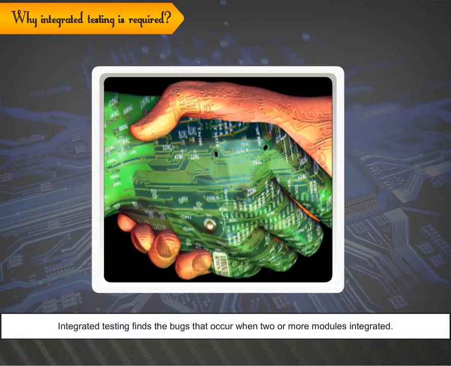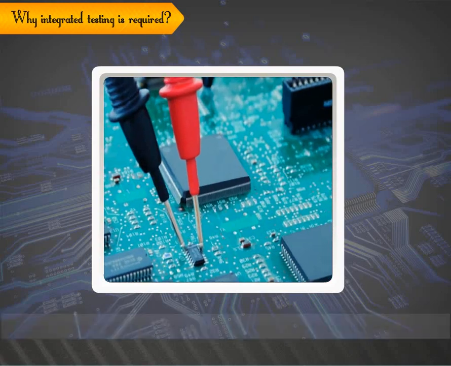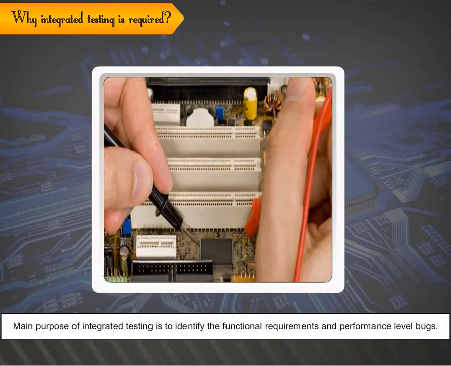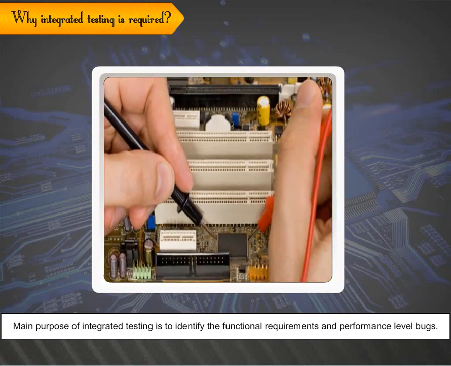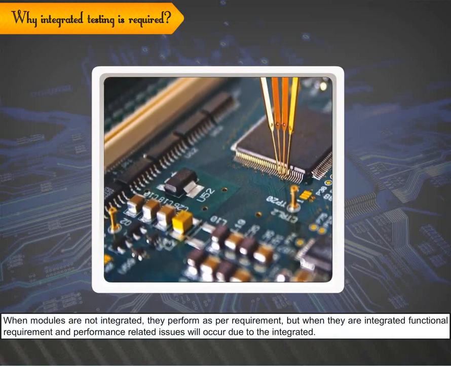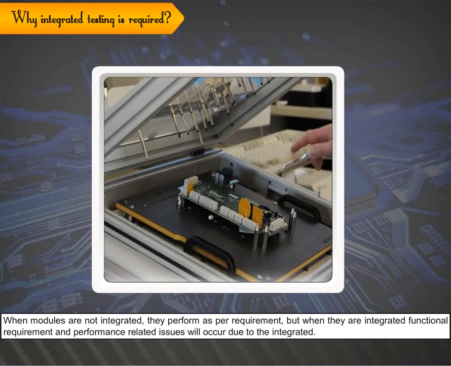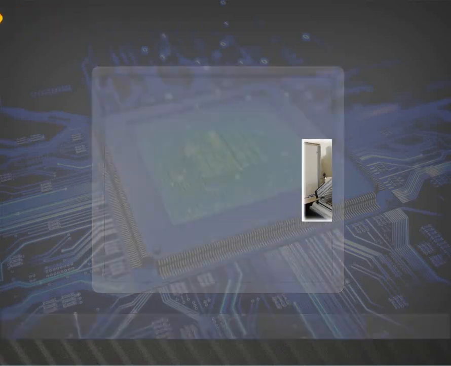Why is integrated testing required? Integrated testing finds the bugs that occur when two or more modules are integrated. The main purpose of integrated testing is to identify the functional requirements and performance level bugs. When modules are not integrated, they perform as per requirement, but when they are integrated, functional requirement and performance related issues will occur due to the integration.